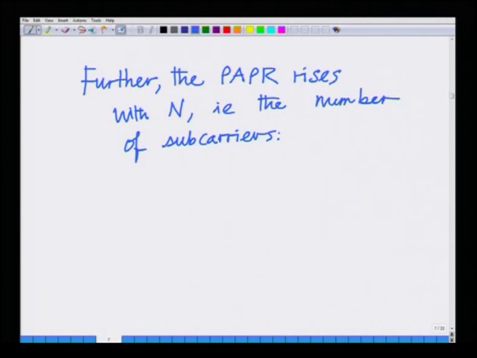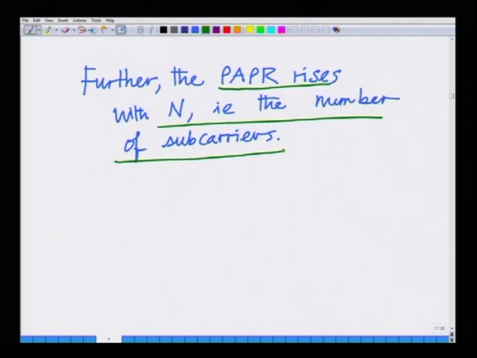Hence the PAPR rises with capital N, which is the number of subcarriers, and this is a key observation, which is the PAPR increases as the number of subcarriers increases, and this is a problem, which is a high deviation of the peak. And why is this arising? Why is this high deviation of this peak power with respect to average power arising? That is arising because of the IFFT pre-processing.